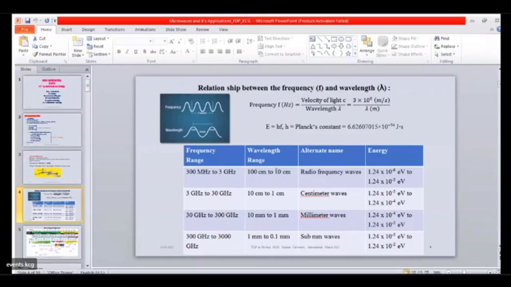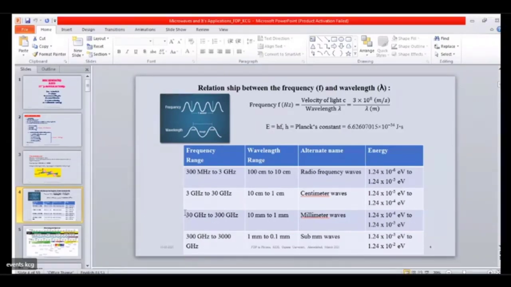And if we calculate this range of energy, it comes out to be 1.24 into 10 to the power minus 6 electron volt to 1.24 into 10 to the power minus 5 electron volt. Similarly, if we go from 3 gigahertz to 30 gigahertz, the corresponding wavelength range is 10 centimeter to 1 centimeter. This range of frequency is also known as the centimeter waves, because their wavelength is of the order of centimeters.